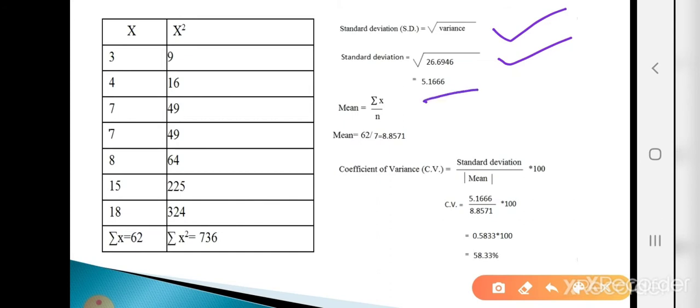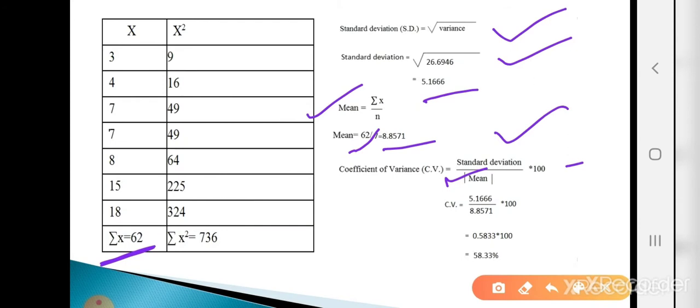Okay, now the last is CV, that is the coefficient of variance. Formula is standard deviation divided by mod of mean multiplied by 100. Here the standard deviation value is 5.166, but what is the value of mean? The formula for calculating the mean for ungrouped data is mean equal to summation x divided by small n. Summation x value is 62, and n value is 7 observations, so 62 divided by 7.